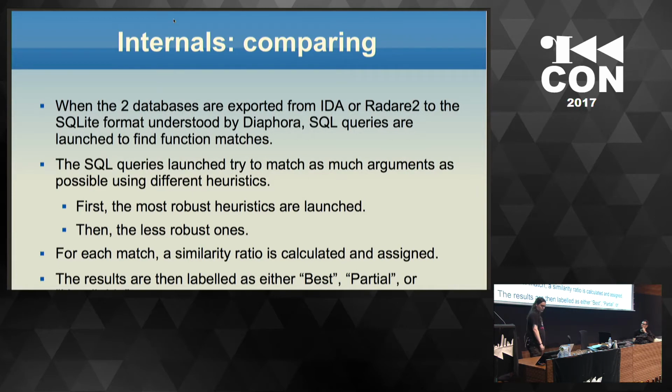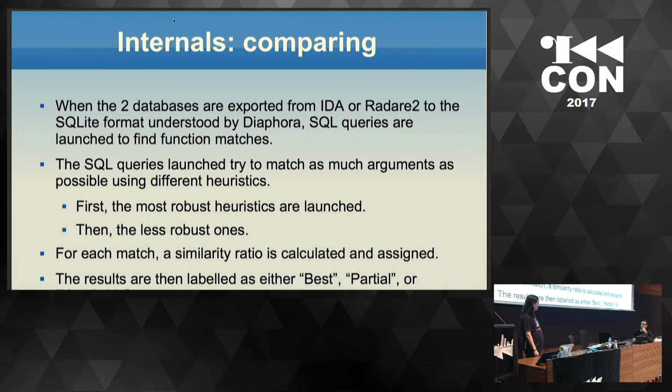So, comparisons. When we have two databases that are exported from IDA or radare to the SQLite format that is understood by Diaphora, SQL queries are launched to find function matches. The SQL queries try to match as many artifacts as possible using different heuristics. As of today, we have like 49 heuristics, I think. First, I launch the most robust ones, the ones that generate the fewest false positives, and then I continue launching the less reliable ones.